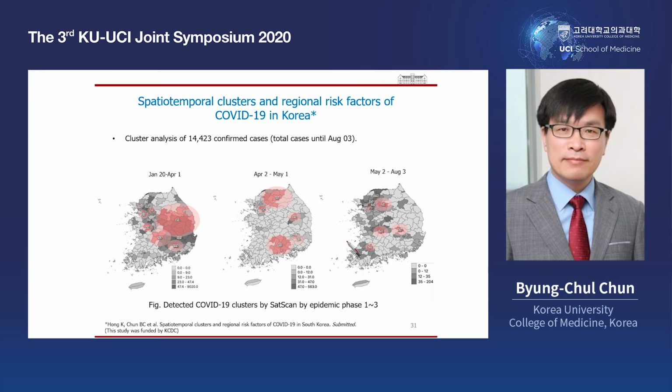As we expected, this disease, COVID-19, formed regional clusters easily, and we identified a total of 24 regional clusters from January to July. These three maps show the local clusters in each epidemic phase 1, 2, and 3.